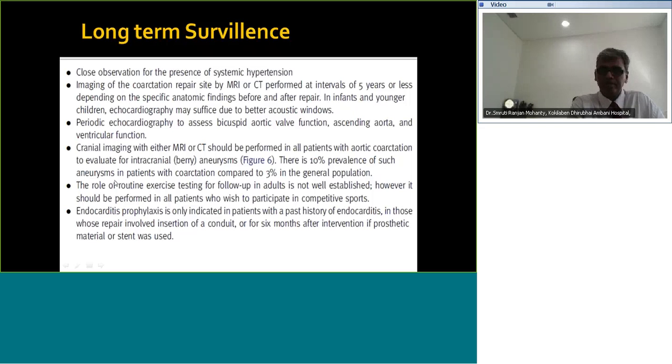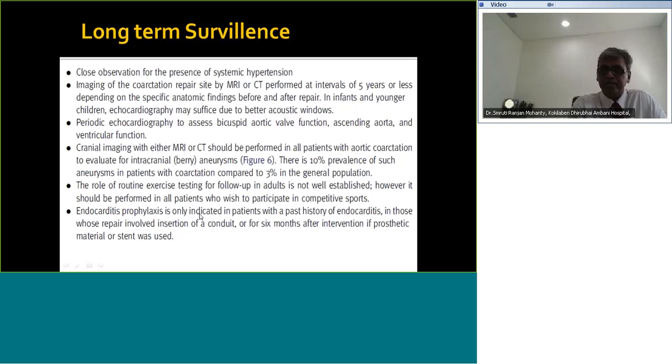So it's important to get an MRI or CT of the brain at some point of time to exclude berry aneurysm. The role of routine exercise testing for follow-up in adults is not well established. However, it should be performed in all patients who wish to participate in competitive sports. Very important line for you cardiologists to know. So if a patient who has undergone some intervention, either by balloon or stenting or by surgery for coarctation, wants to participate in competitive sports, he should undergo exercise testing before he is recommended to do that.